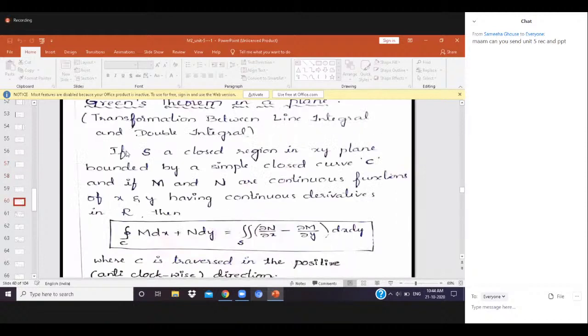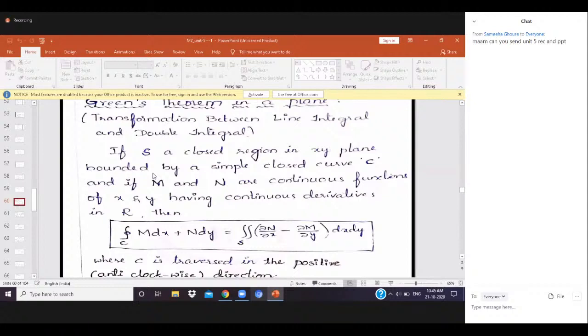These are all the problems. Now we are entering Green's theorem. In Green's theorem, the transformation is between a line integral and a double integral. If S is a closed region in the xy plane bounded by a simple closed curve C, and if m and n are continuous functions of x and y having continuous derivatives in R, then the integral over C of m dx plus n dy equals the double integral over S of dou n by dou x minus dou m by dou y dx dy, where C is traversed in the positive direction.